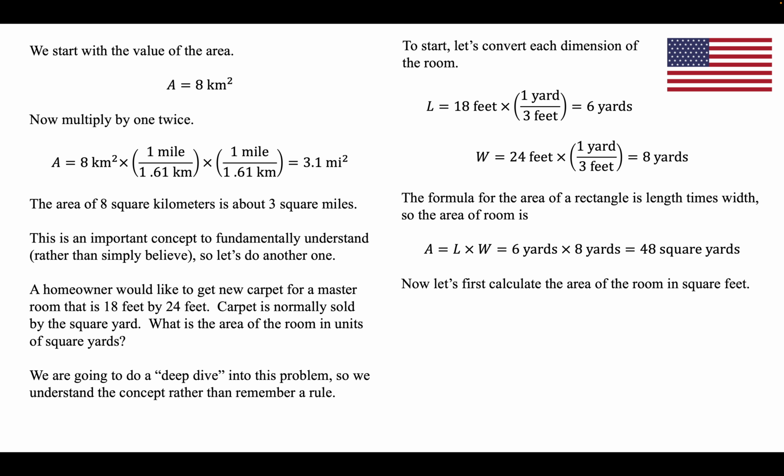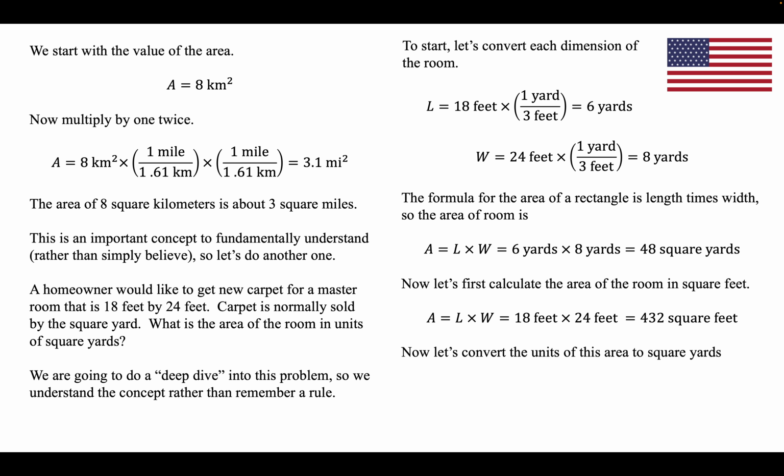Now let's do it a different way because our goal is not to get the answer as quickly as possible. The goal is to develop a fundamental understanding. Now let's calculate the area of the room in square feet. It's 18 feet by 24 feet. That is 432 square feet. These should be the same area, just expressed in different units.